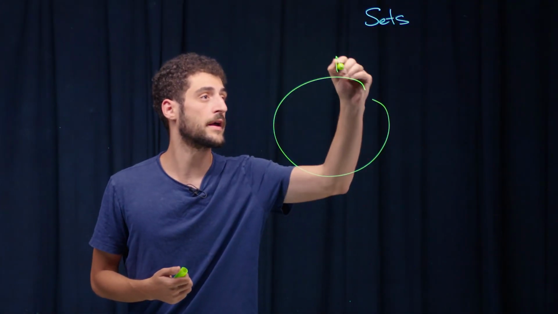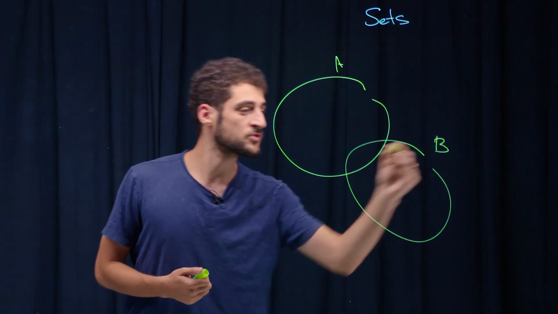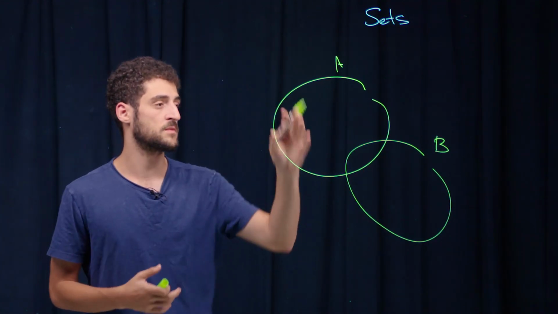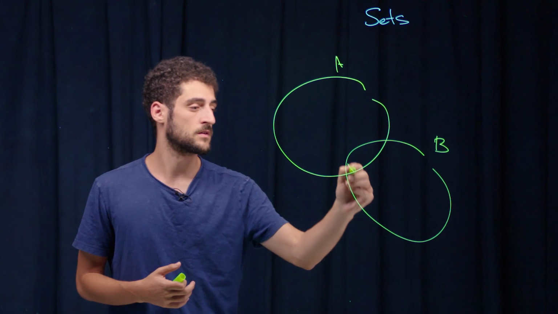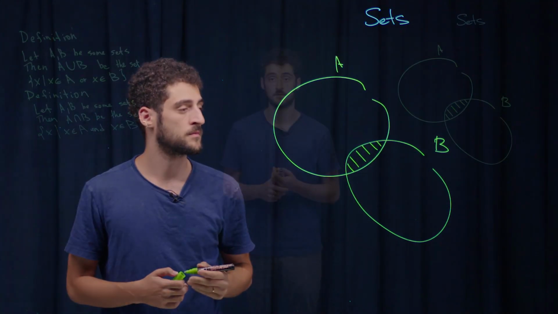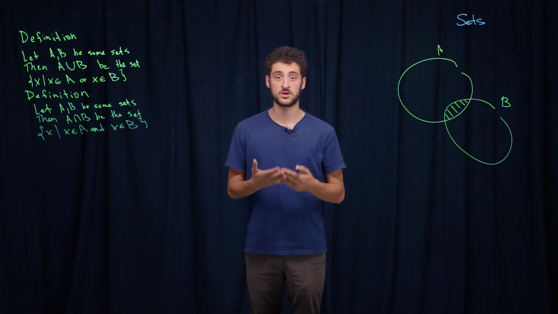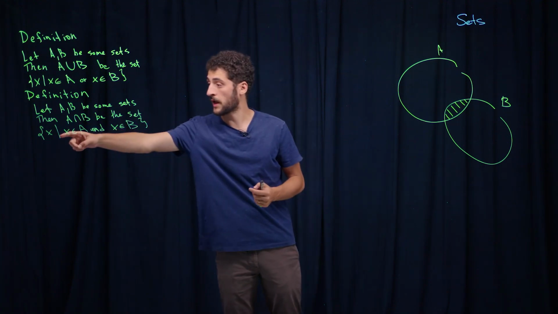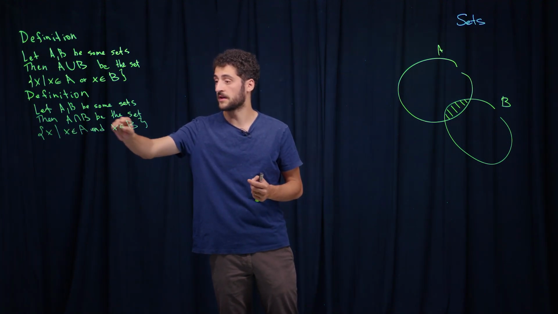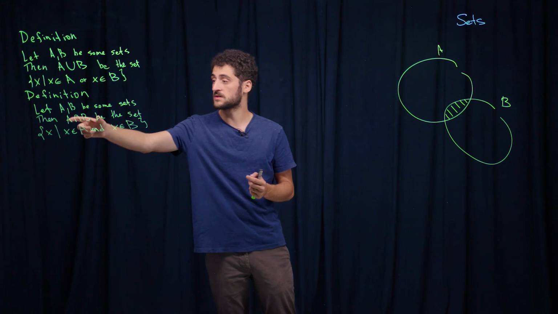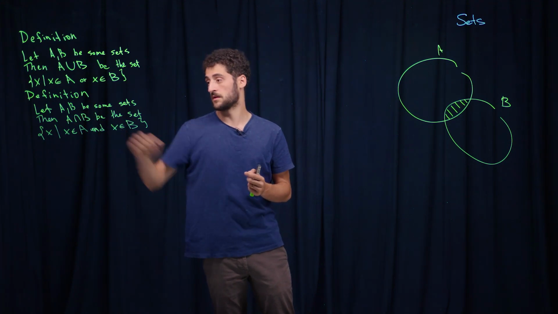The next operation is intersection. So if you have 2 sets, A and B, the intersection is the set of all objects that belong to both sets, so this part. In other words, the intersection of sets A and B is the set of all x such that x belongs to A and x belongs to B. We denote this set as A, the sign, B.